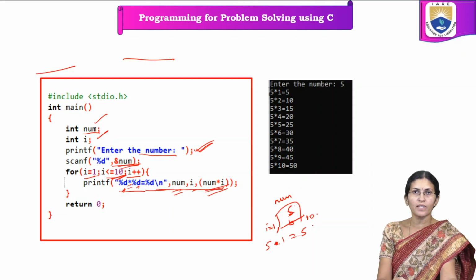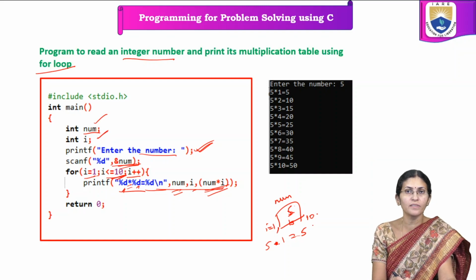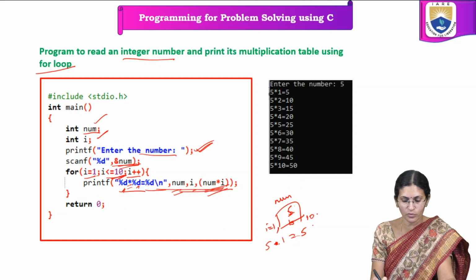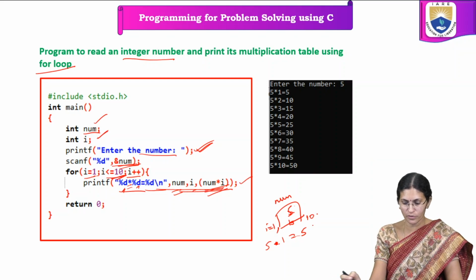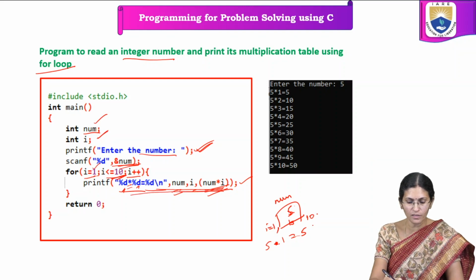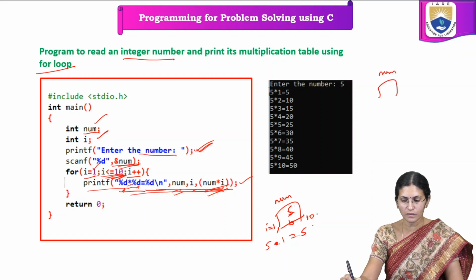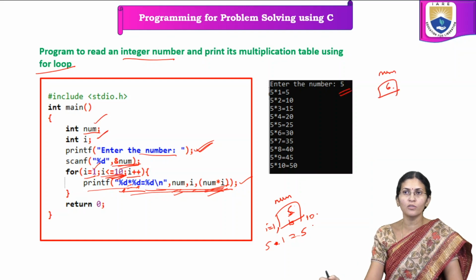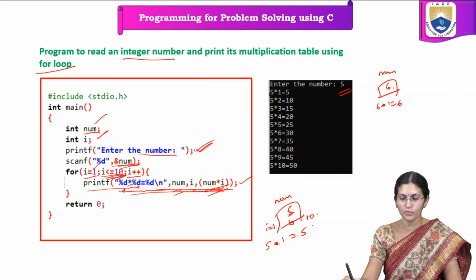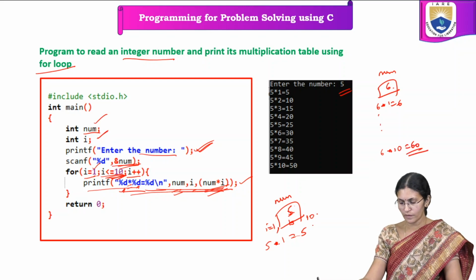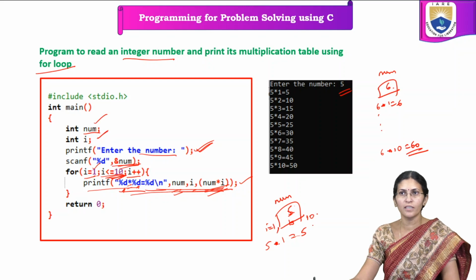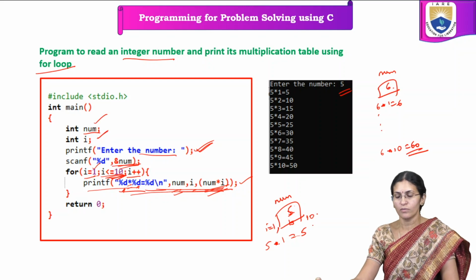The same program which we have executed using the while loop, we are executing using the for loop also. The same printf statement you can use. You can see here this loop is varying from 1 to 10. Once this condition becomes false, the loop ends. Suppose the user is entering num is equal to 6. Then you will get the output as 6 into 1 is equal to 6, and so on up to 6 into 10 is equal to 60. Whatever number the user enters, the corresponding multiplication table will be printed.